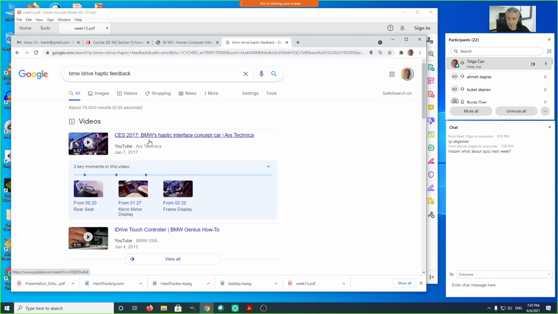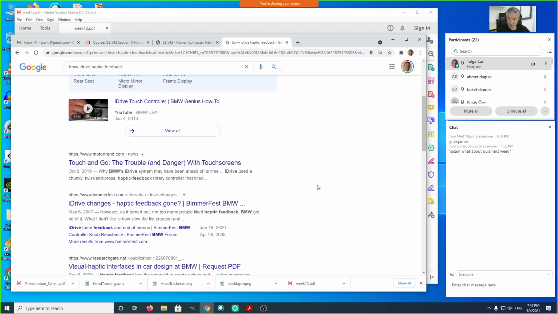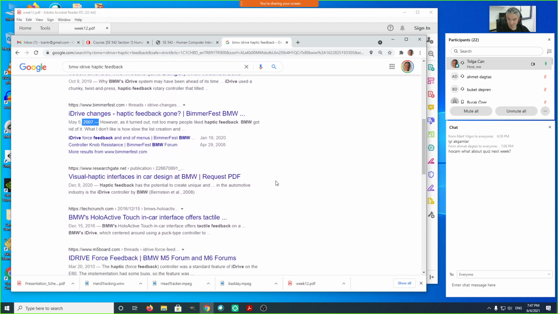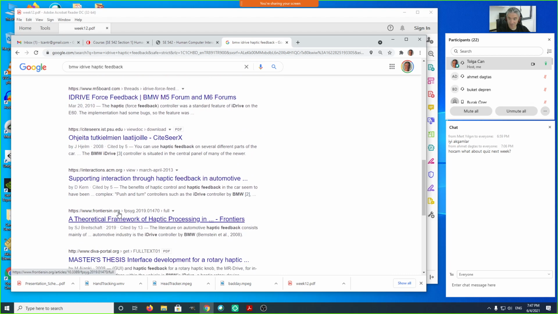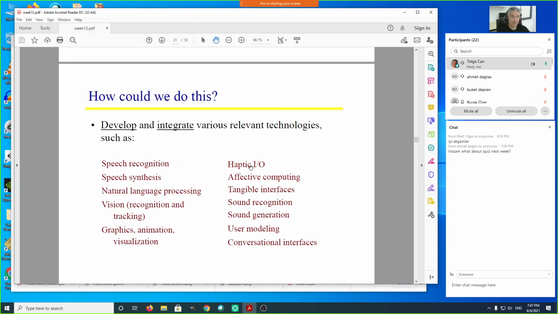It was also in the CES 2017 BMW haptic interface concept car: the iDrive touch controller, touch screen, haptic feedback. Actually, in 2007, they maybe dropped that. Force feedback, iDrive force feedback. So you can take a look at this. But one example I can remember about haptic interfaces which allow you to feel physical force is BMW's iDrive.